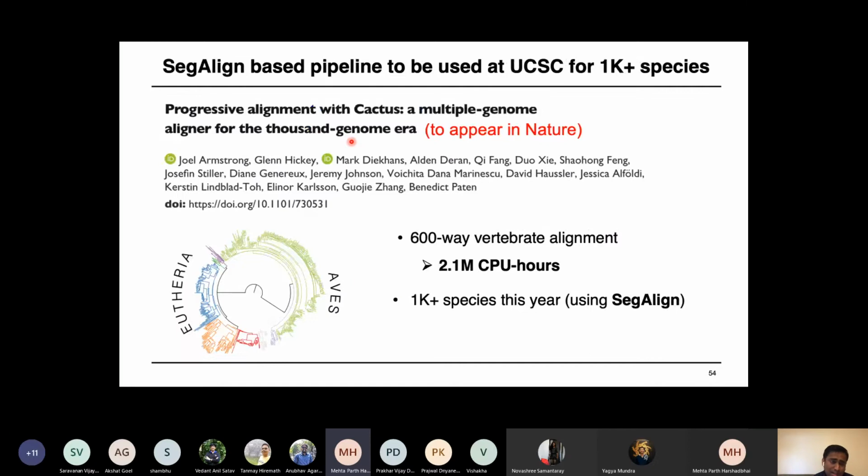And the paper which I mentioned to you before, the 600 species realignment which was carried out last year, had a bioRxiv preprint, but this year it's actually appearing in Nature. So it's usually ranked the number one journal in the world, a very, very high impact journal. This is going to appear probably next month, I think. I'm not on this, by the way, but we are now working with the same team at UC Santa Cruz, doing 1,000 species this year. And the good news is we are going to be using Segalign to do this because it's just too prohibitive to do it anywhere else right now.